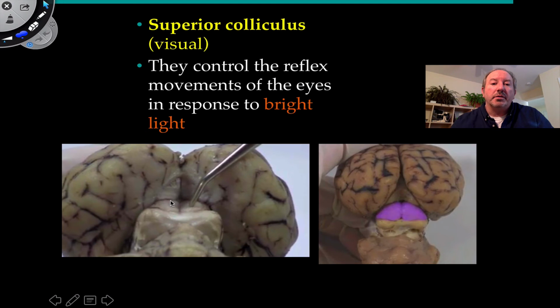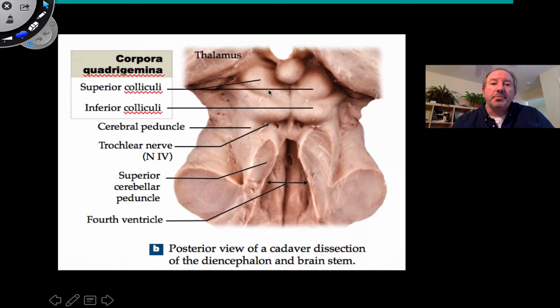And then the superior, in other words, towards the top there, highlighted in purple, they control reflexes having to do with, for example, bright light, and causing your eyes to respond to that. So they're visual areas. Nice shot here of the superior colliculi and inferior colliculi.